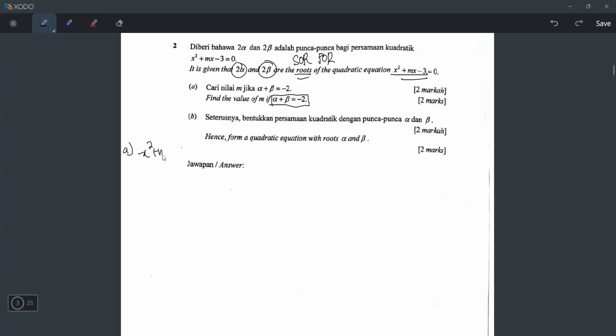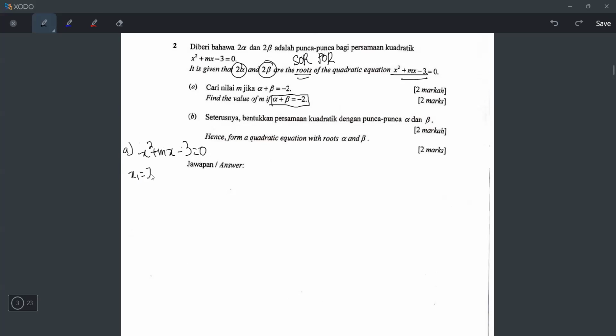x squared plus mx minus 3 equals 0. You should notice something here. It's already in general form. Do you agree? The a is 1, the b is m, the c is -3. Because if it's not in general form, you can't do the SOR method. You need to know your a, b, c clearly before doing it. And this is already in general form, so I can proceed with writing down the roots.